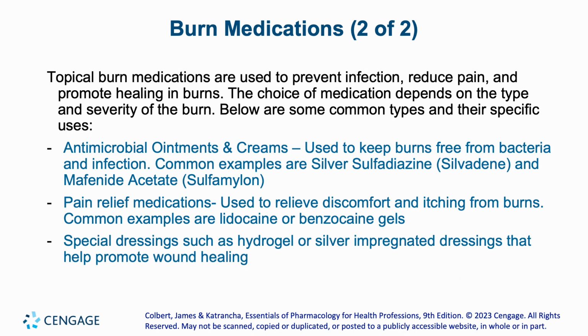Topical burn medications are used to prevent infection, reduce pain, and promote healing in burns. The choice of medication depends on the type and severity of the burn. Below are some common types and their specific uses. Antimicrobial ointments and creams are used to keep burns free from bacteria and infection. Some common examples are silver sulfadiazine and mafenide acetate. Pain relief medications are used to relieve discomfort and itching from burns. Common examples are lidocaine or benzocaine gels, which numb the area. And there are also special dressings such as hydrogel or silver impregnated dressings that help promote wound healing.